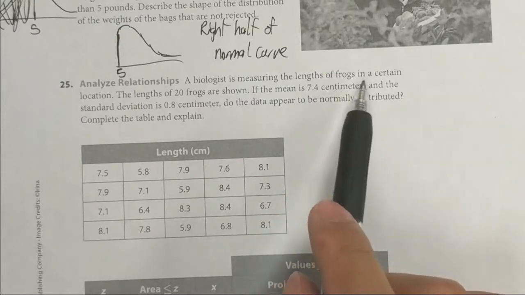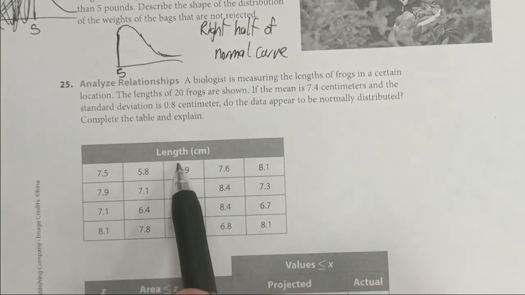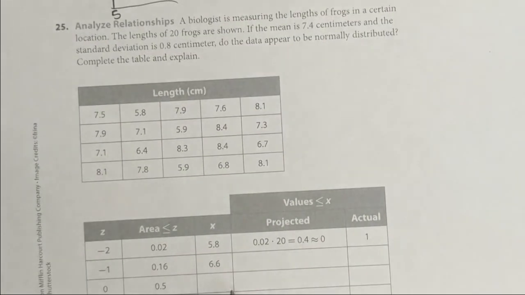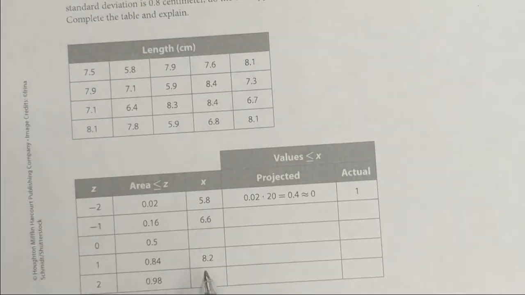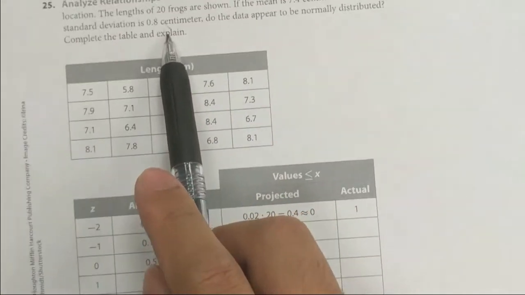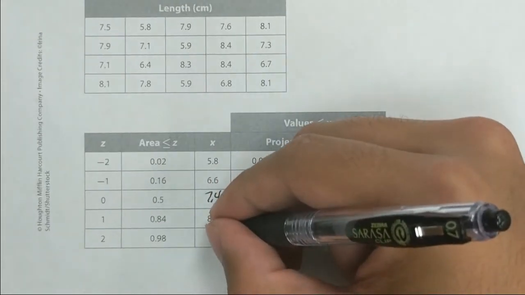Okay, biologist measuring lengths of frogs. Mean is 7.4, standard deviation 0.8. Does the data appear to be normally distributed? Okay, so just filling in this part first, right? We're adding 0.8 each time because that's the standard deviation. So 7.4 plus 0.8 would be 8.2, plus another 0.8 would be 9.